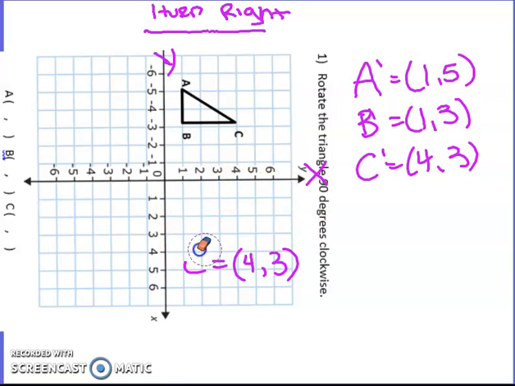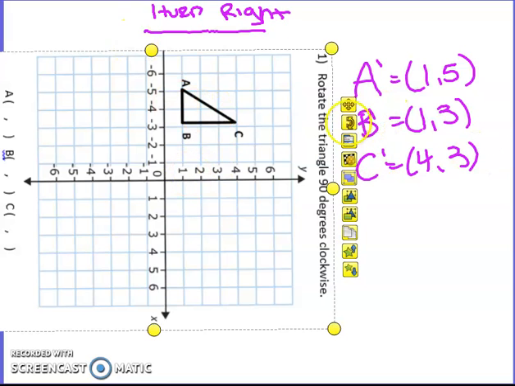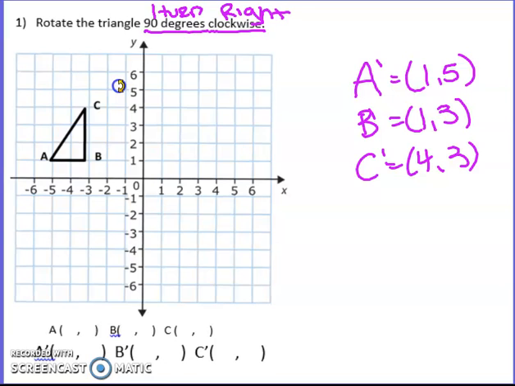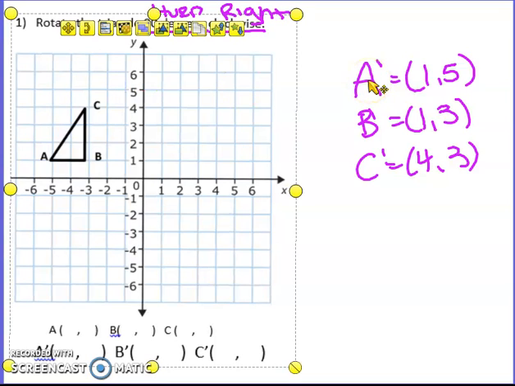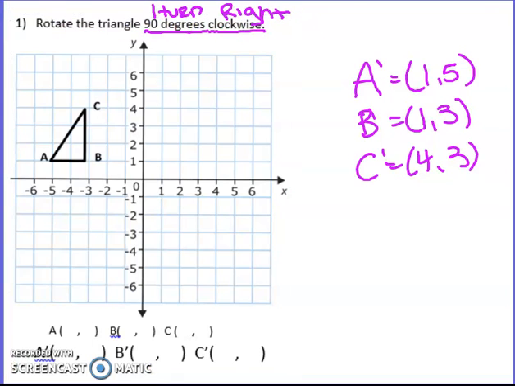Because now what we can do, if you need to write the x's and y's to remind yourself, feel free to do so. But I'm going to turn my picture back to my original. And now I can plot my new shape. So it's at 1, 5. 1, 5 is A prime. 1, 3 is B prime. And 4, 3 is C prime.